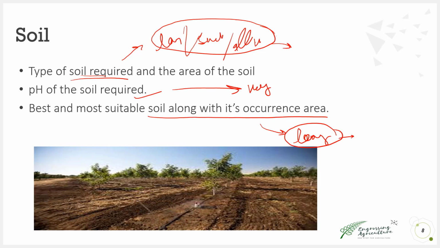Then we have the occurrence. In the northern plains of India, loamy soil is more abundant. That means the plant will be able to grow here with a higher yield.